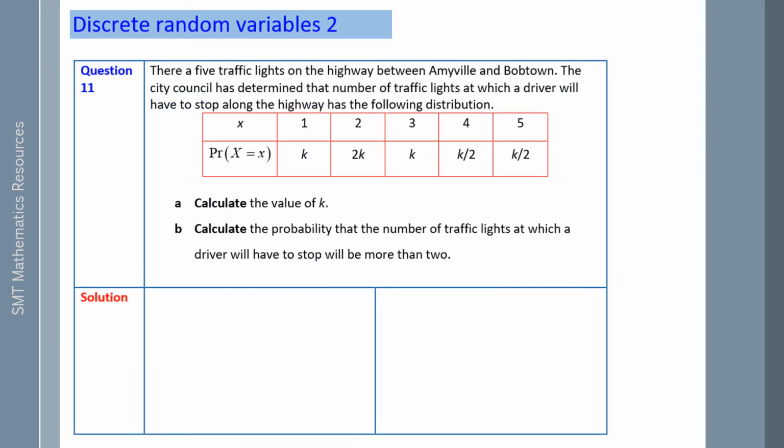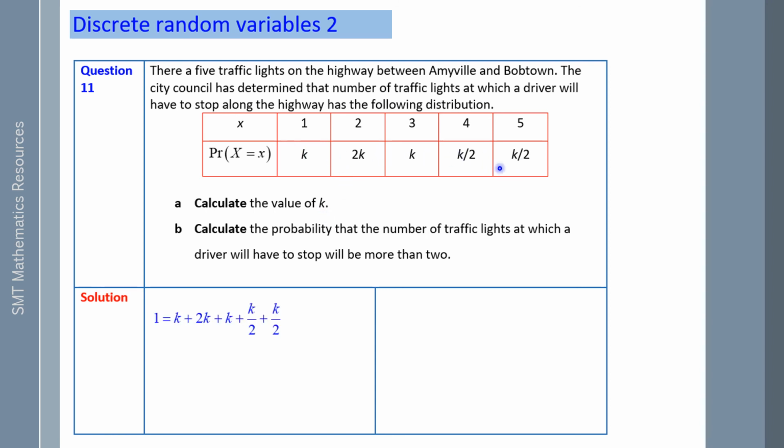There are 5 traffic lights on the highway between Amityville and Bobtown. The City Council has determined the number of traffic lights at which a driver will have to stop along the highway has the following distribution. So we've got 1, 2, 3, 4, 5 traffic lights. Here's my probability, but we've got k's here. We've got to calculate the value of k.